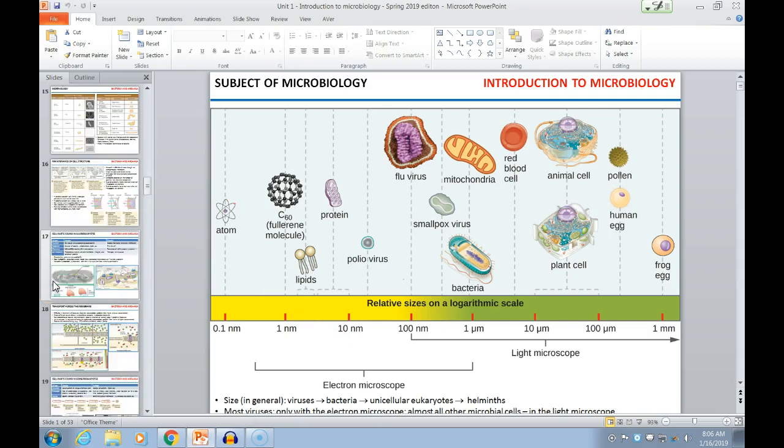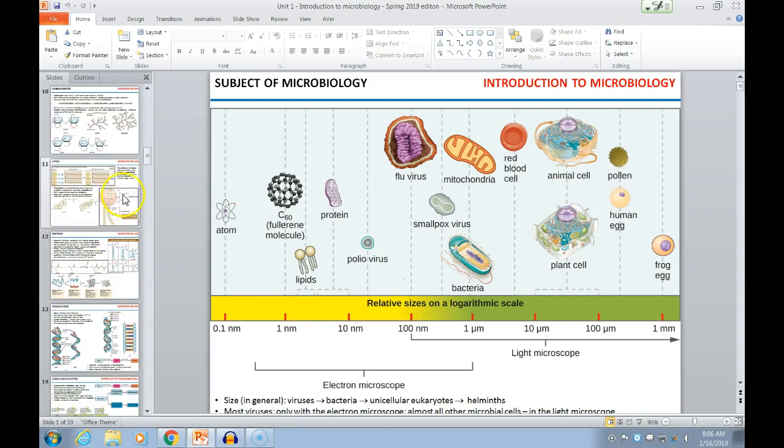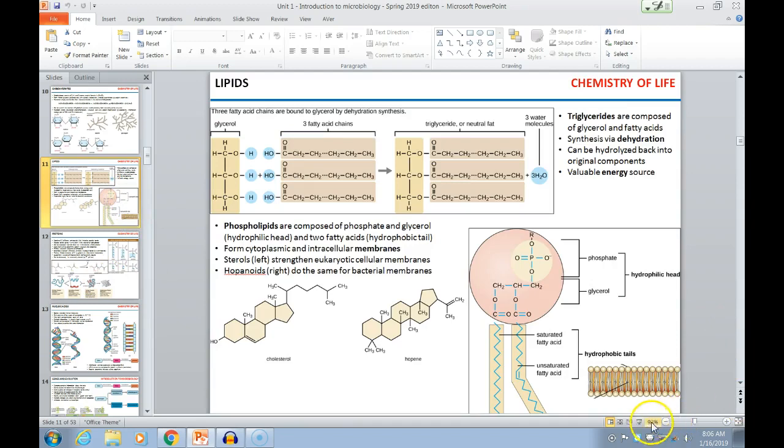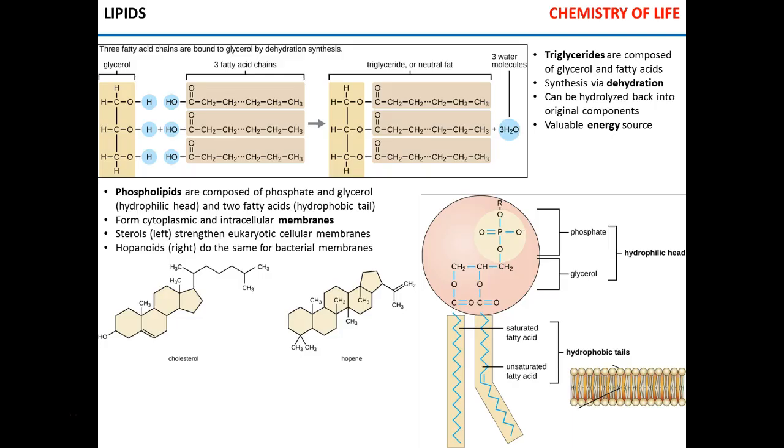I believe we finished the conversation on lipids. I think that's what we talked about on Monday. So far, we covered two biological macromolecules, biological polymers. We covered carbohydrates, and we generally covered lipids: triglycerides, phospholipids, and sterols and hopanoids.